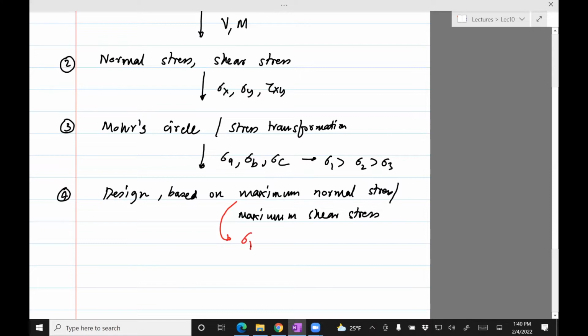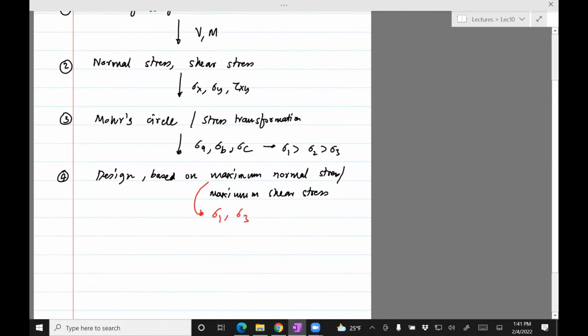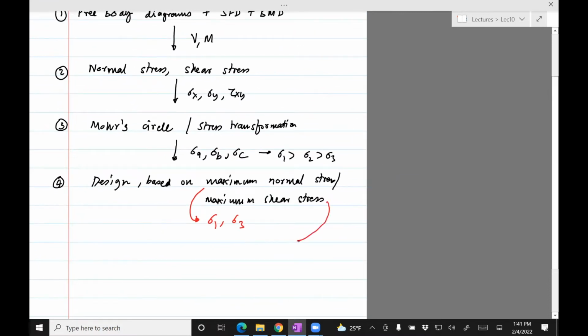So maximum normal stress could either be sigma 1. Sigma 1 could be tension or compression, but usually we think of this one as tension, so that's going to matter. Or it could be based on sigma 3, which could potentially be a compressive strength. Sometimes we deal with things which fail in compression, like in civil applications, where compression is very important. And then for the maximum shear stress, the formula is tau equals sigma 1 minus sigma 3 divided by 2.